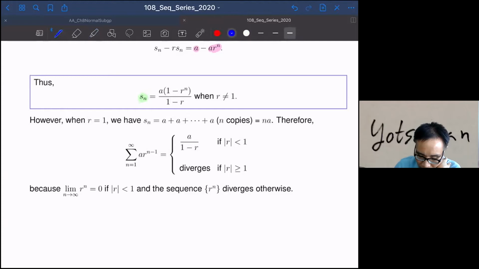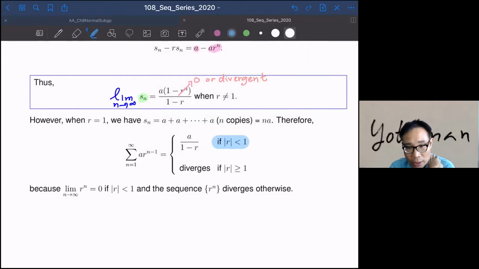And for the series, you take the limit, like we did in the previous video. You just take the limit as n goes to infinity of Sn. And you see that it turns out to become 0 or divergent, depending on the absolute value of R. If the absolute value of R is smaller than 1, it goes to 0, and the series turns out to be equal to A over 1 minus R. And if it's more than 1, if it falls into the second case, it turns out to be divergent. It depends on that.